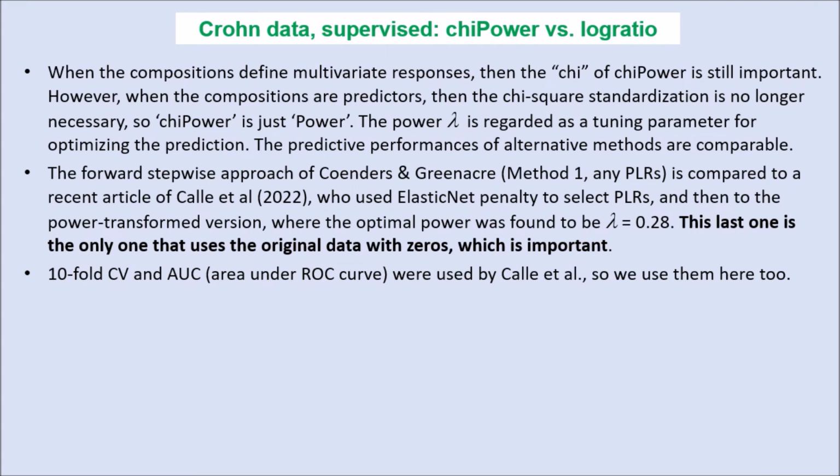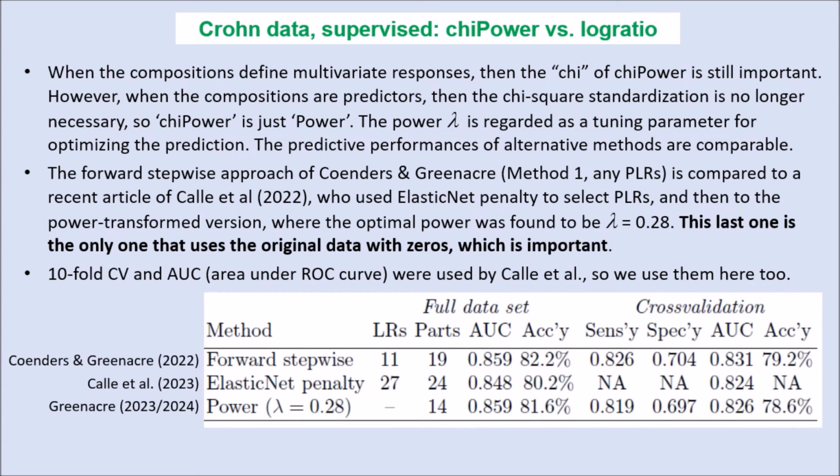For the supervised prediction of Crohn, the chi of chi-power is no longer necessary, since it's just a scale change, and the power lambda rather serves as a tuning parameter for improving the prediction. Here is a comparison between the results given by Kai et al. from their CODA for Microbiome package, using all the pairwise log ratios as predictors and imposing the elastic net penalty to select a small set. They report area under curve, AUC, so we do the same using our stepwise log ratio selection, method 1, as well as the chi-power, which turns out to have optimal prediction when lambda is equal to 0.28, almost the same as before.